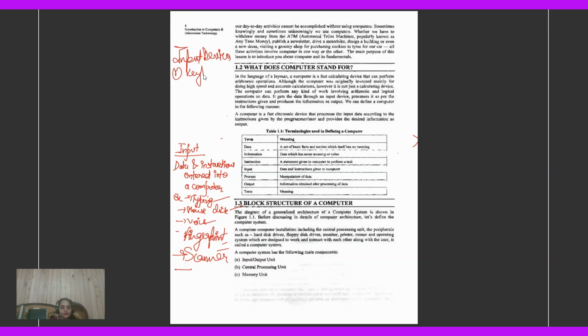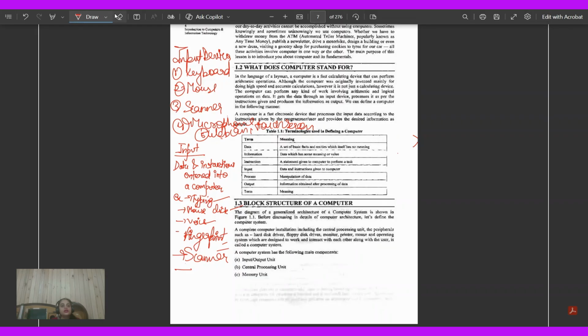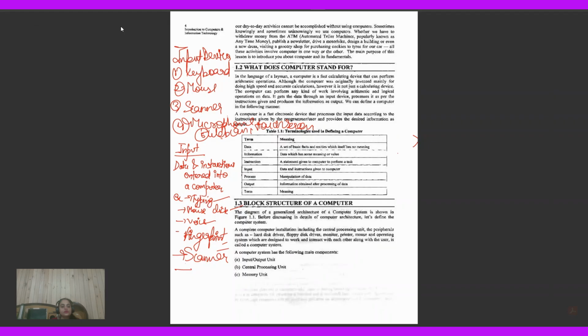Number one, keyboard, you type and give. Number two, mouse. Number three, scanner. Number four, microphone. Then number five, webcam. Then touch screen. Touch screen is also an example of input. So now the next word for you to remember is very important.